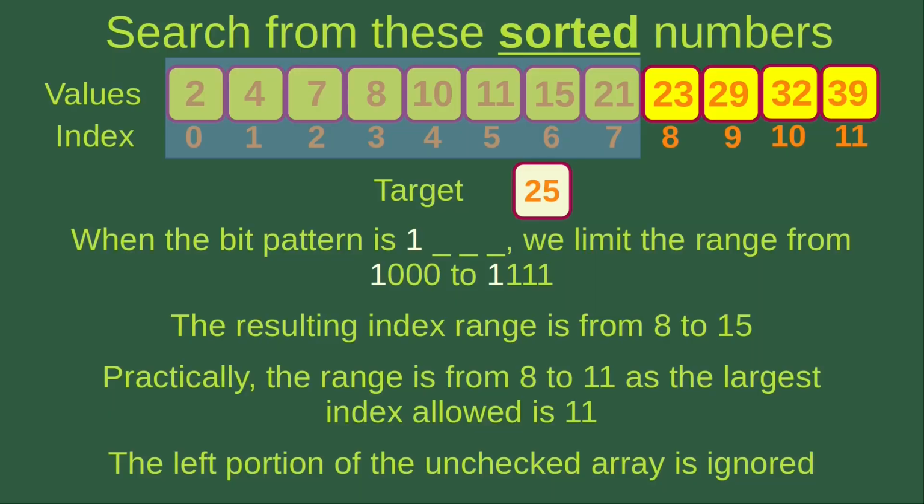When we have already got the first bit as 1, we actually limit the range of the target index from 1000 to 1111. It means that the resulting index range would be from 8 to 15. However, in practice, the range is only from 8 to 11, as the largest index allowed is 11 only rather than 15. So it means that the left portion of the unchecked array is ignored. That's why I shade index 0 up to index 7.